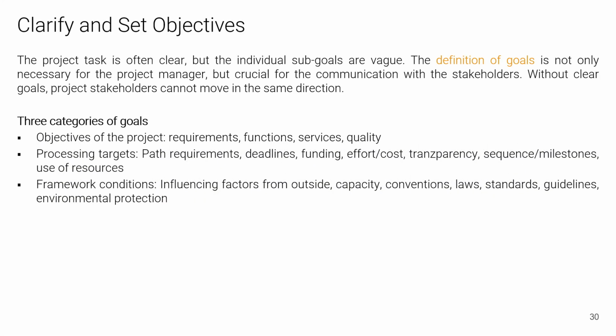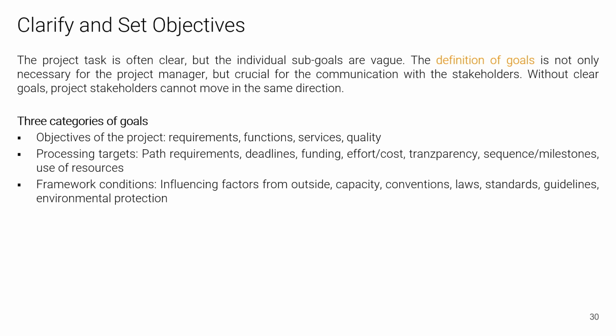First, let's start with the goals. A project task in its overall context is often clear. The situation is often different when it comes to the sub-goals. These are vague and not concretely formulated or broken down. But we need these sub-goals for further planning and also for the communication of the team and with the stakeholders.